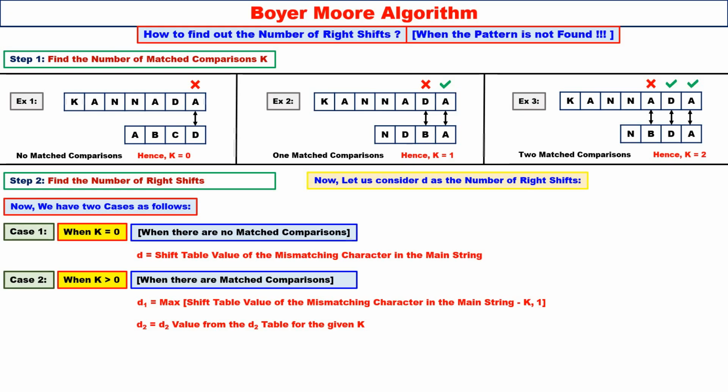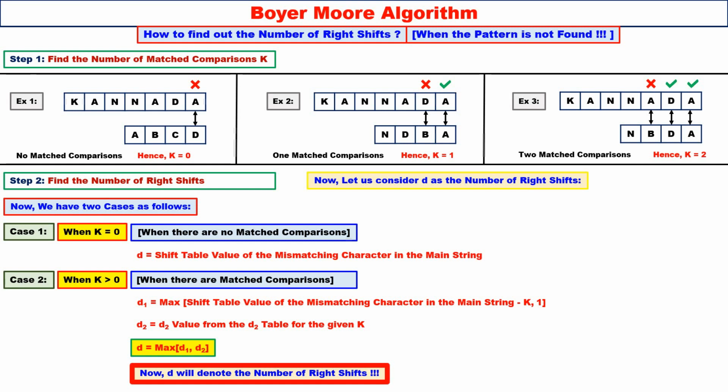And also we have the D2 value. What is this D2 value? The D2 value should be taken from the D2 table for the given K. Therefore, D2 is equal to the D2 value from the D2 table for the given K. And last, what is D? D is equal to the maximum of these two, D1 and D2. Whatever value is maximum among D1 and D2, that should be taken as D. This is in the case of Case 2. Now, D will denote the number of right shifts. See, carefully understand, we should find out the number of right shifts. There are two cases, K is equal to 0, K is greater than 0. In both cases, we know how to find out the number of right shifts.